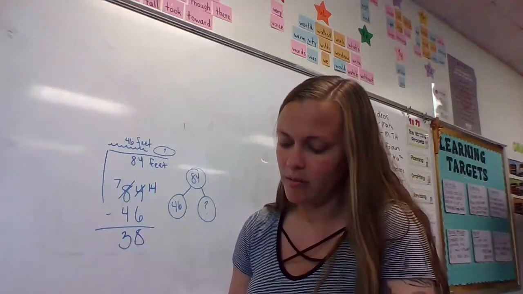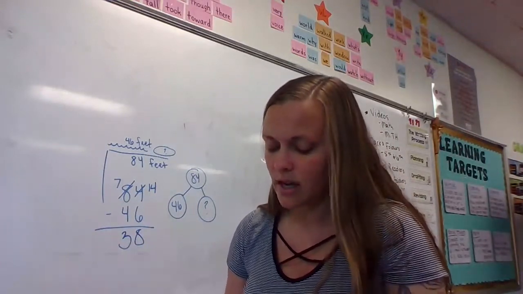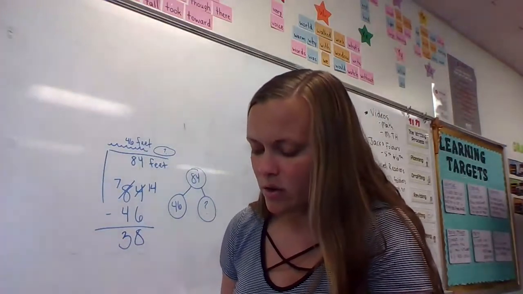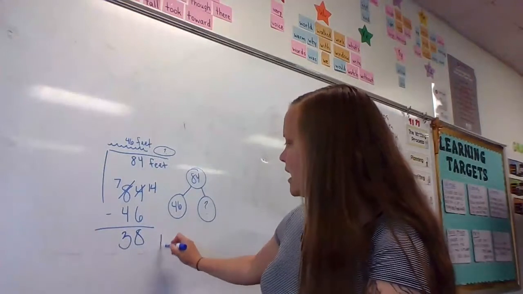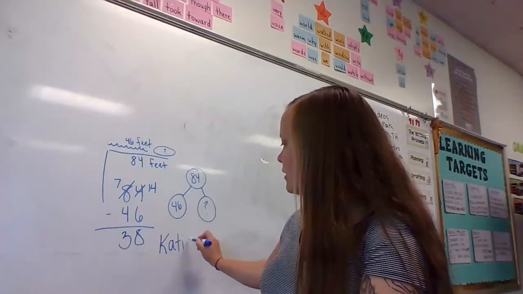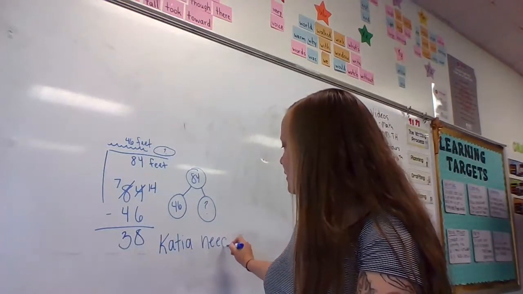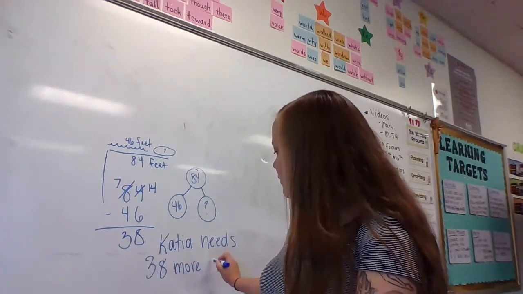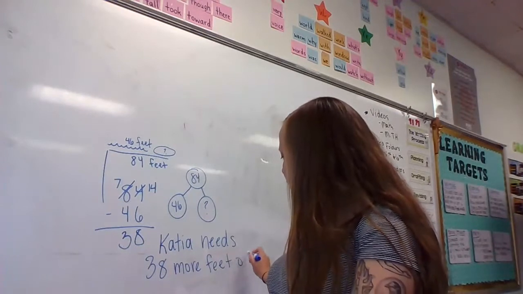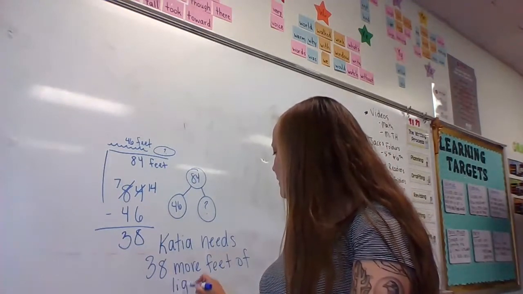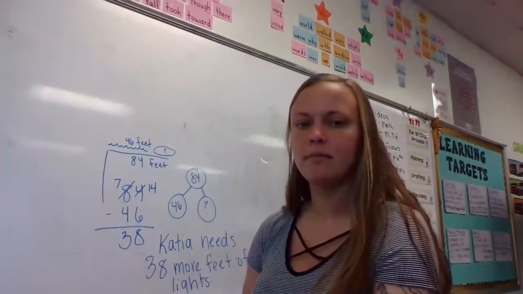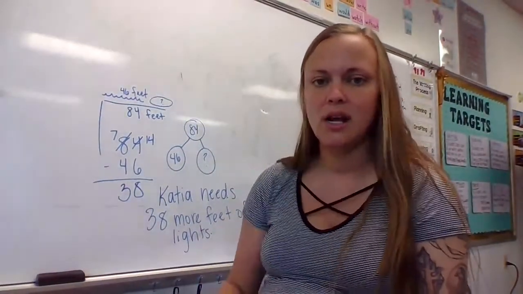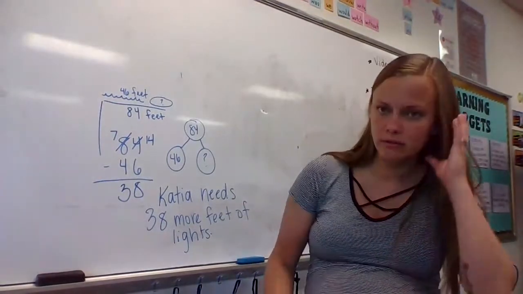So, on the back, write a statement that matches the story. Katie, or Keisha, I guess maybe her name is. Keisha needs 38 more feet of lights. Okay? And that should work. All right. And that's your redraw right for this week.